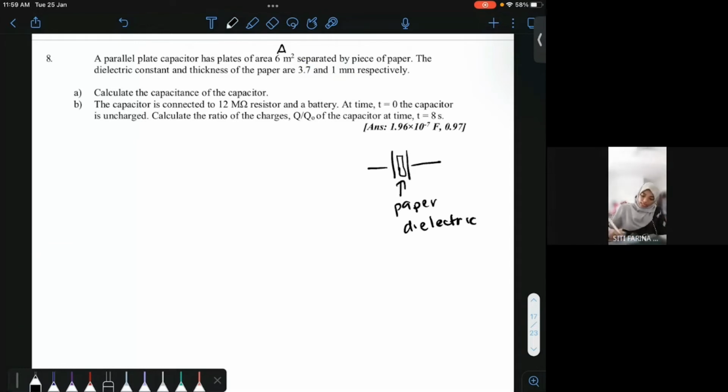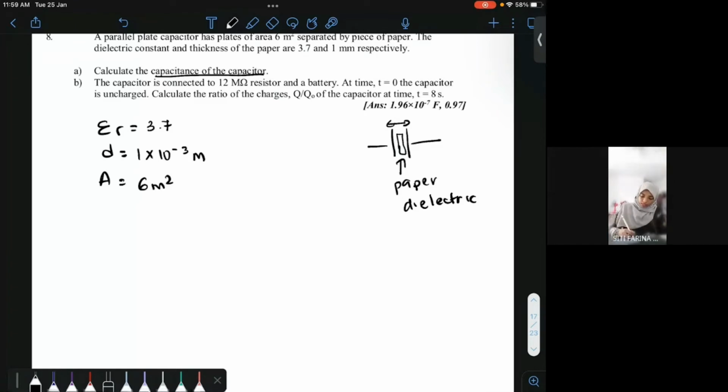Maksudnya dielectric constant kita epsilon R is 3.7, and the thickness dekat sini, we're going to talk about this, is the distance between the capacitor plates, because whatever the thickness of your dielectric is, you're going to fill up the space between the capacitor. So basically thickness tu adalah D kita dekat sini, 1 millimeter. Area is also given, 6 meters square. Calculate the capacitance. So nak cari capacitance, tak ada masalah.